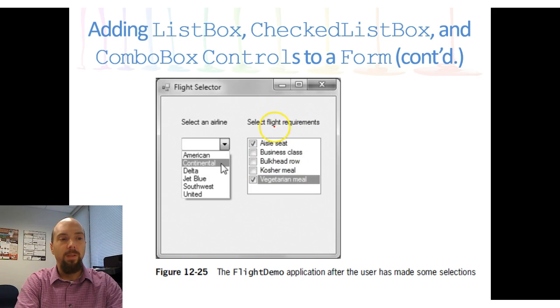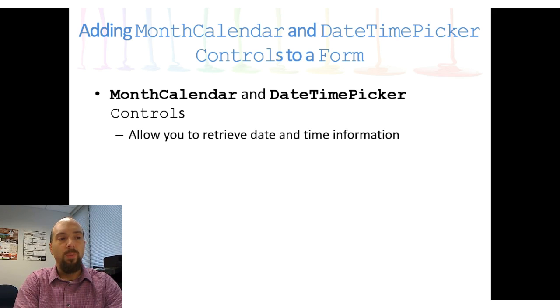We also have these group objects where I can group things together, and then I can select multiple things and it knows that they belong to a particular group. Some other controls that we have are going to be things like the month calendar and the date time picker.